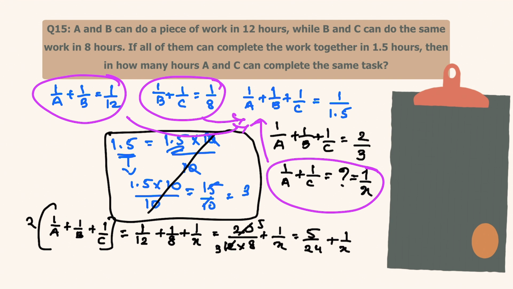And this 1 by A plus 1 by B plus 1 by C is equal to 2 by 3. We have written here 2 by 3. So I am substituting that value here. 2 into this one is 2 by 3. So 2 by 3 equal to 5 by 24 plus 1 by X. So 1 by X will be 5 by 24 minus 4 by 3. 4 by 3. So what is the answer?